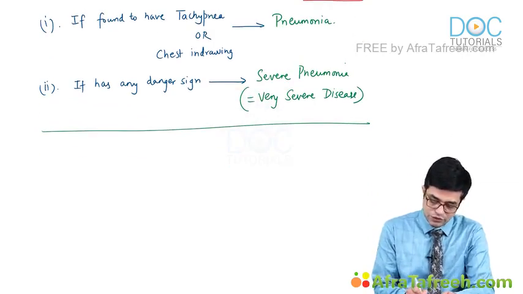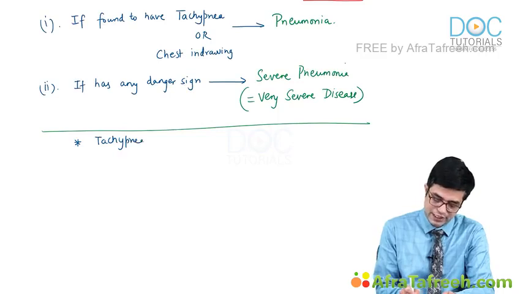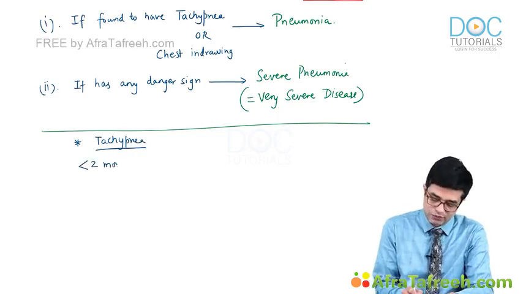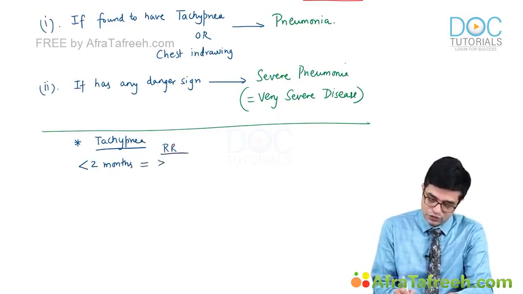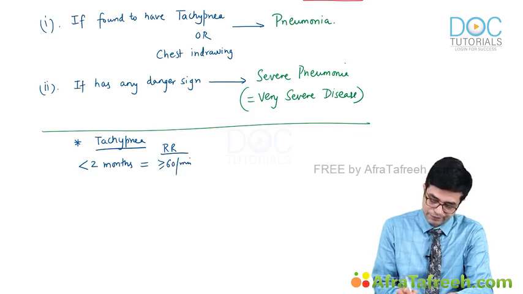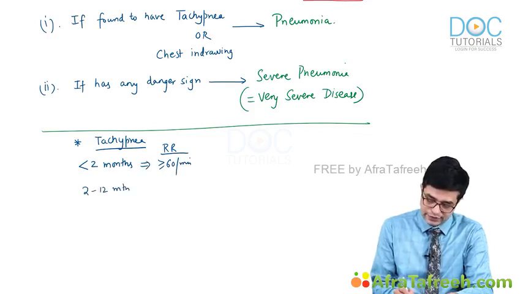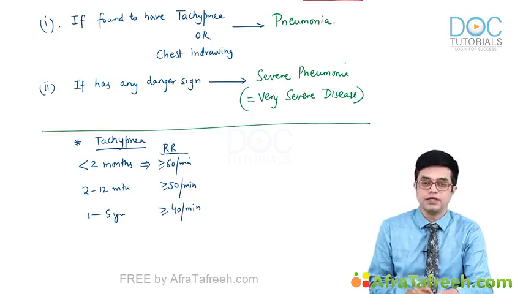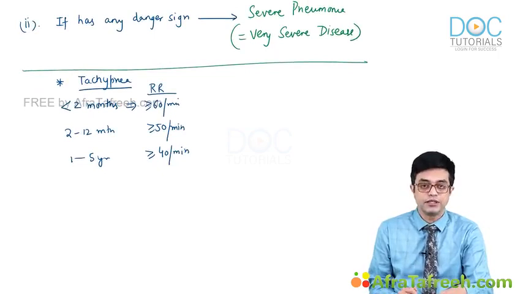First of all, how do you define tachypnea? The definition of tachypnea is important. It has been asked as a standalone question in NEET PG also. If the age of the child is less than 2 months, tachypnea is defined as a respiratory rate equal to or more than 60 per minute. At 2 to 12 months, it is equal to or more than 50 per minute. And at 1 to 5 years, tachypnea is defined as a respiratory rate equal to or more than 40 per minute. This is how you define tachypnea in the child.